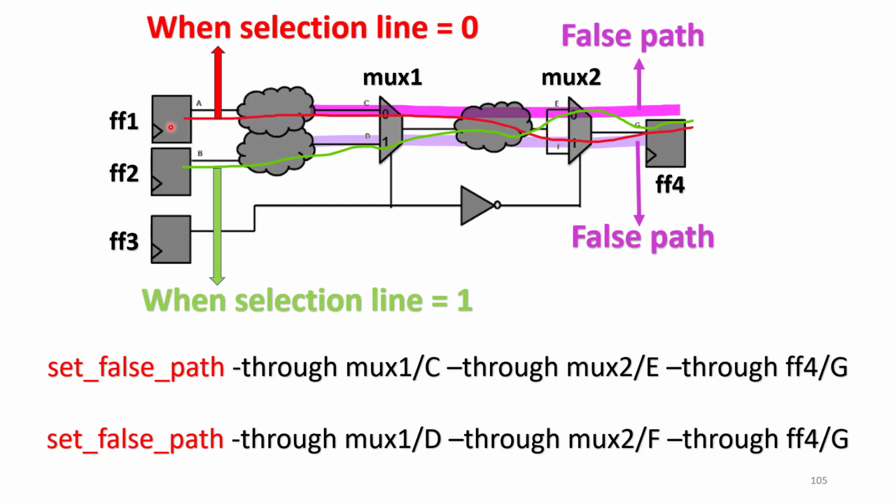So for this we are writing the constraint. Here 3 flops are there, F1, F2, F3, and one more, FF4, and two multiplexers, for which I am giving the instance names mux1 and mux2. Now let us see how to write false path for these pink colored parts. Set false path: it is going through mux1 C, and next it is going through mux2 E, and finally it is going through flip-flop 4 G. Next, for the other colored one: set false path hyphen through mux1 D pin, hyphen through mux2 F pin, and hyphen through flip-flop 4 G. So that's what I've given here. So these two paths are false paths.